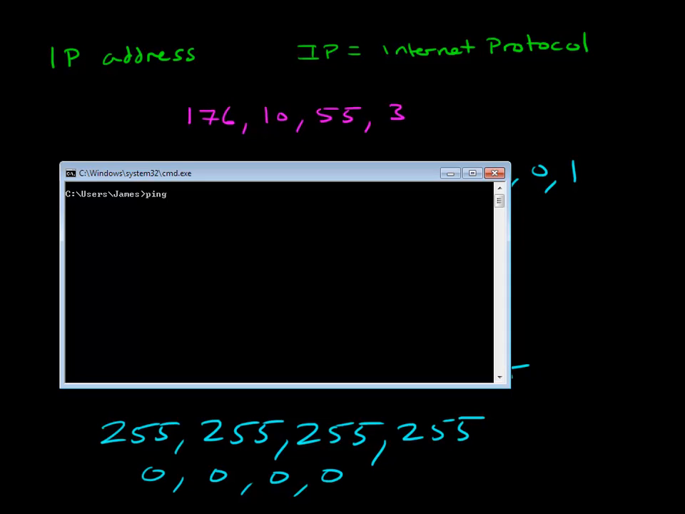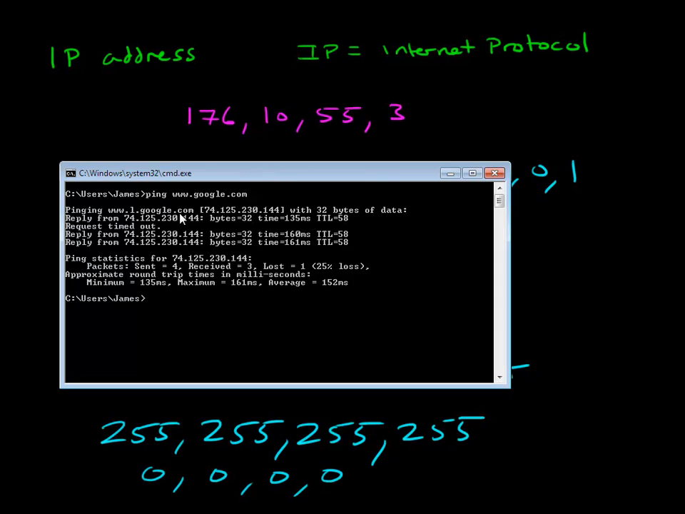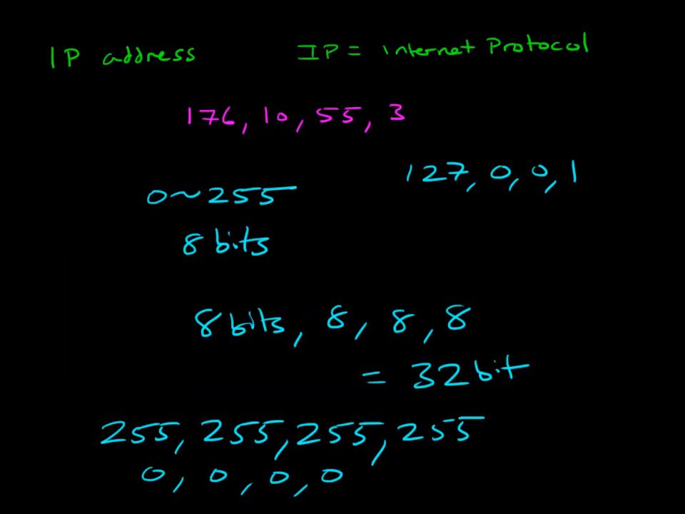If I use a command called ping, then I can say ping www and then a search engine. It's doing something called ping, so it's requesting that the person I send to sends me a quick message back, and then it's recording how long that message takes. But the important thing here is this number, 74.125.230.144, which is the IP address of google.com. So it's told me what the actual IP address, like a phone number, is for that computer. So that's what the IP addresses are.